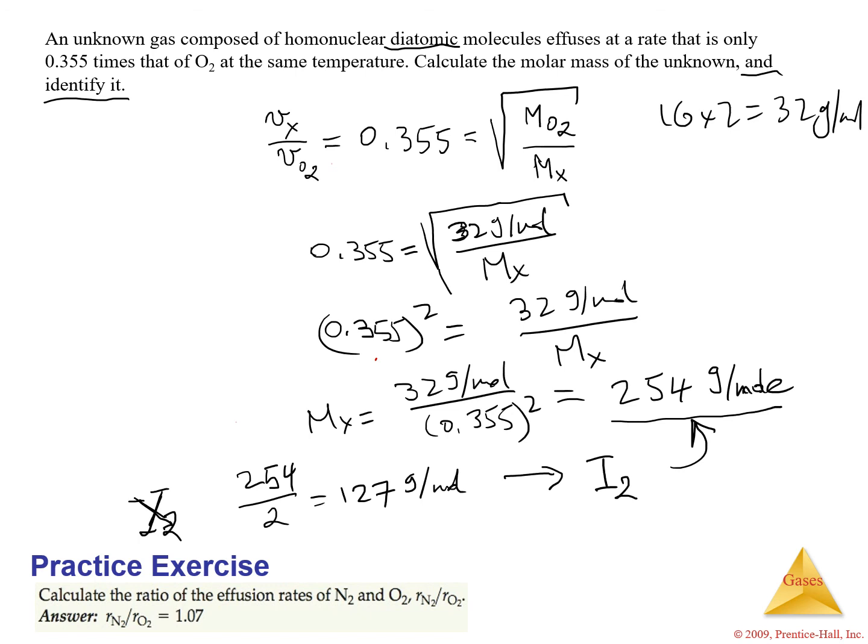And the molecular mass of I2 is indeed 2 times 127, which is 254 as we calculated. So this is very much a simple solution. You can see that when you're reading the problem for the first time, it sounds like maybe it's much more complicated than it actually is. And it's a simple usage of Graham's law.